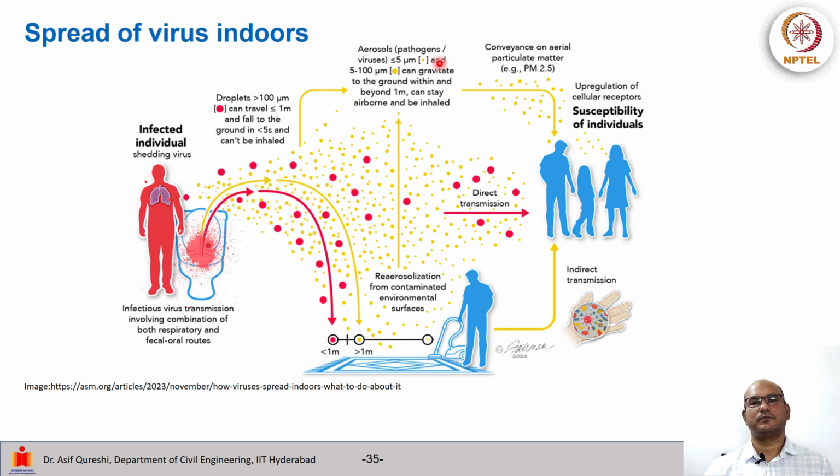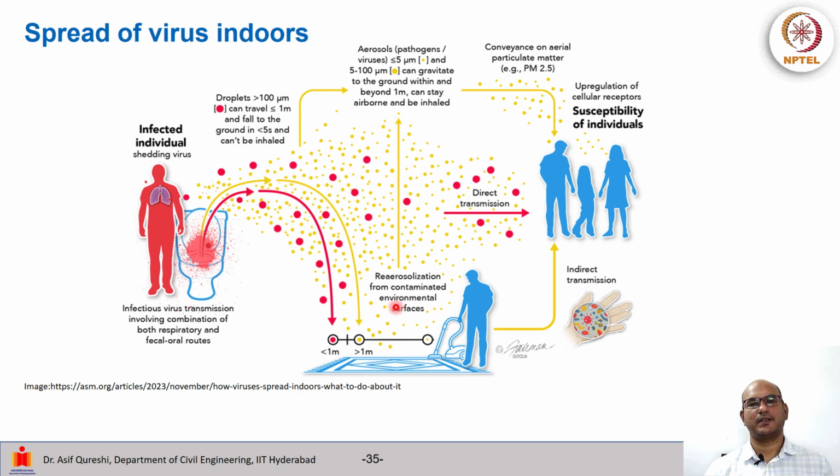But the aerosols, which are pathogens and viruses less than 5 micrometers, and let's say 5 to 100 micrometers, which is the yellow color, and 5 micrometers are these very small dots, can go beyond 1 meter and can stay inhaled. Maybe the 5 to 100 micrometer ones may still go down a bit sooner, but the ones less than 5 micrometers can remain quite suspended and go onto the surface.